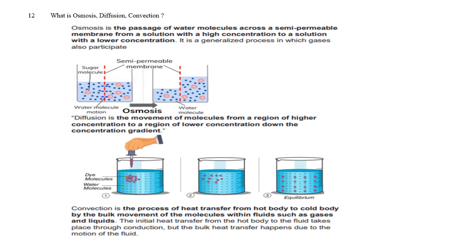Question 12. What is osmosis, diffusion, convection? Osmosis is the movement of water across a semi-permeable membrane from a region of high water concentration to a region of low water concentration. Diffusion is the movement of particles from an area of high concentration to an area of low concentration. Convection is the transfer of heat energy by the movement of a fluid.